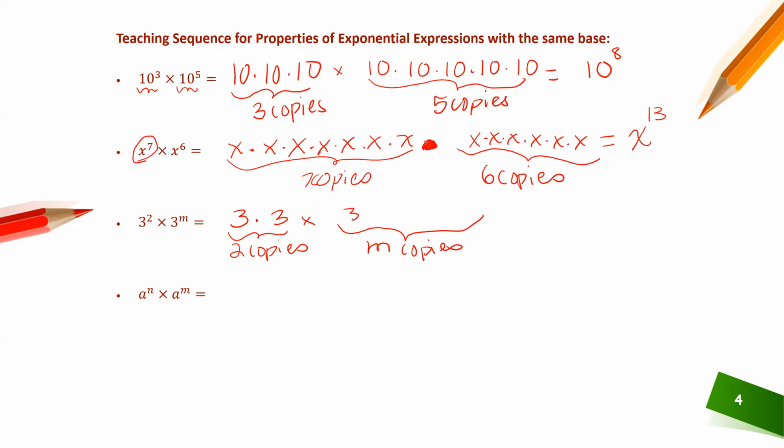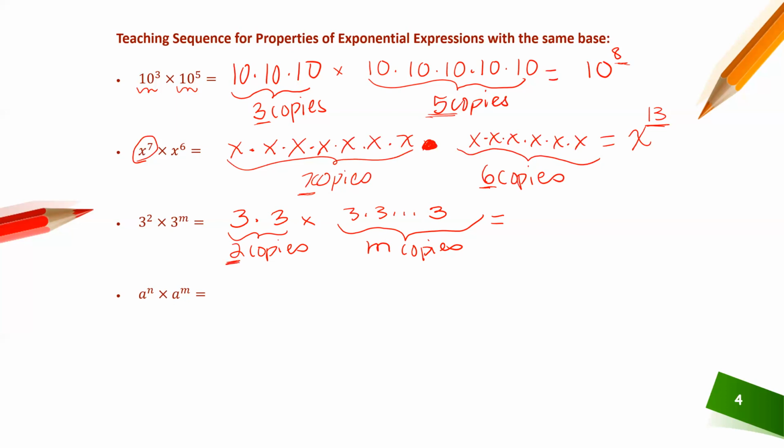And the base would be 3. So it would be 3 times 3 dot, dot, dot, multiplied by 3. And how many copies of those? M copies. So let's go back to see: if I had 3 copies and I have 5 more, that would make 8 copies. If I have 7 copies of x, 6 more copies of x, I have 13 copies of x.